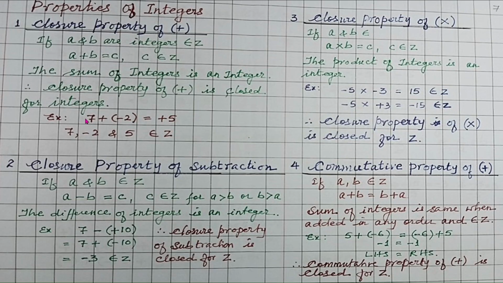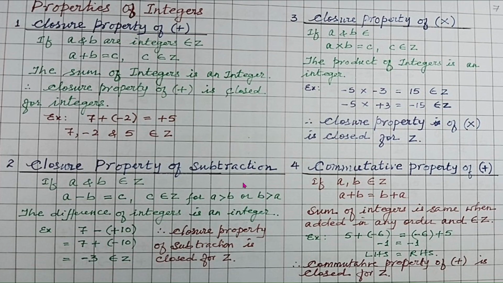Let us take an example. 7 plus minus 2 is plus 5. 7 is an integer, minus 2 is an integer, and plus 5 is also an integer, and therefore the closure property of addition is closed for the set of integers. So if the sum of integers is an integer again, then the closure property of addition is closed for the set of integers. Let us talk about the closure property of subtraction.